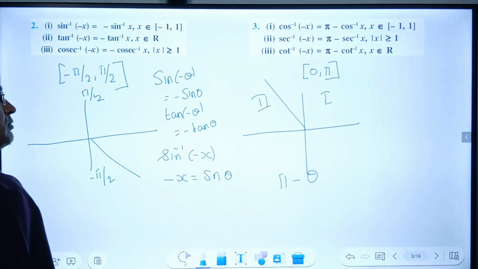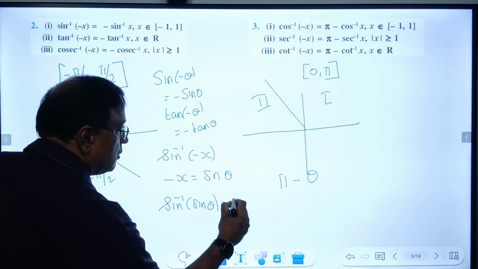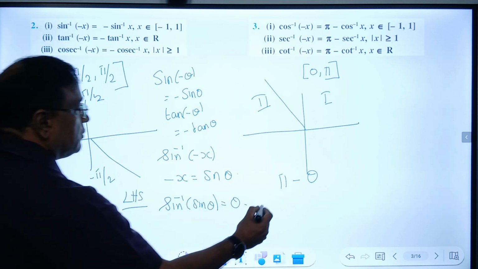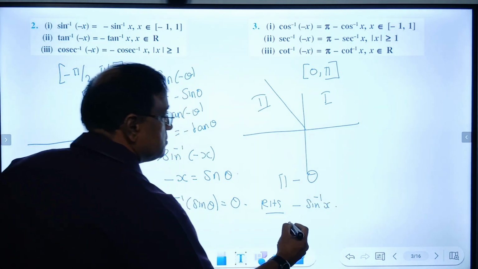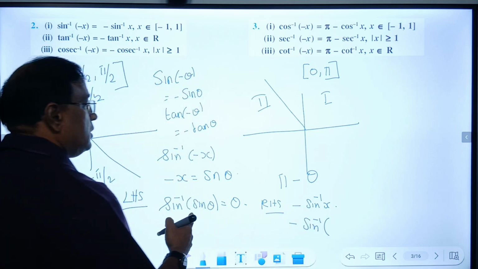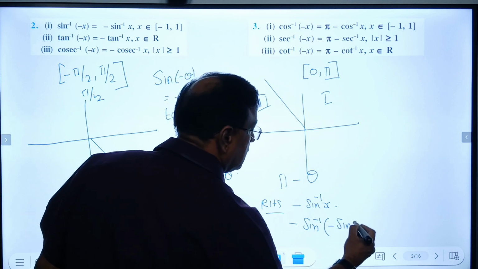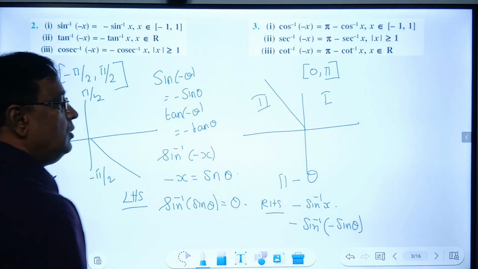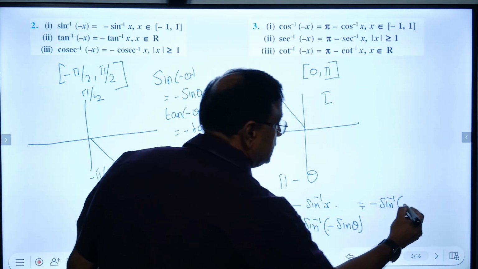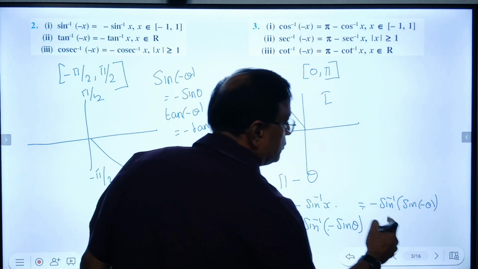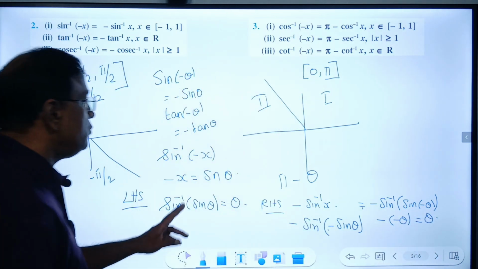If I put minus x is equal to sine theta, what do I get? Sine inverse of sine theta, which is theta, which is your left hand side. Now let's go to the right hand side. What is my right hand side? Minus sine inverse of x, which is minus sine inverse of what is x? x is minus sine theta, correct? So which is same as, you can say, minus sine inverse of minus sine theta, which is sine of minus theta. So sine inverse of sine of minus theta will be minus theta. Minus of minus is plus. So you get the same.